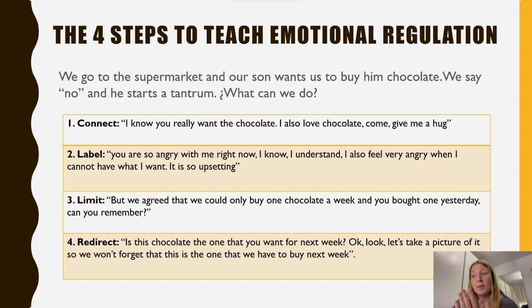So the second one would be label the emotion. So you're angry with me right now. I know, I understand. I would also be very angry if I couldn't have what I want. It's so upsetting. So you're putting a name to the emotion he's feeling: angry, upset, frustrated. You decide. But then you have to put the limit, the boundary.